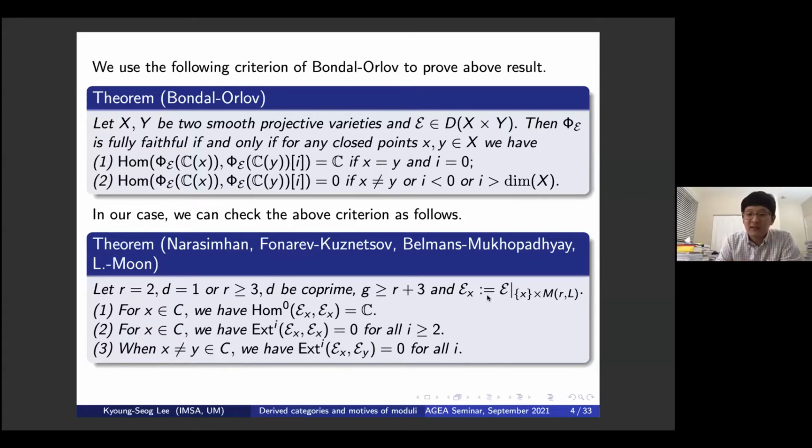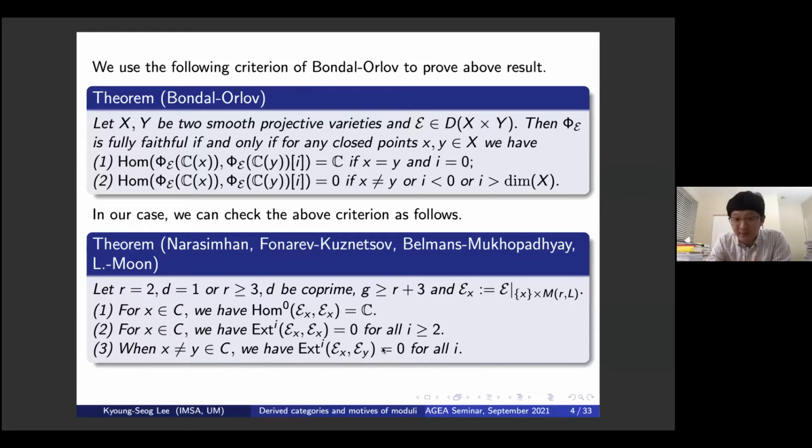And it is exactly the image of this skyscraper shape. Then, this Bondal and Orlov criterion actually reduces to proving the following three identities. So for a point x in C, then the Hom between E_x and E_x is C. And for x in C, then the Ext^i between E_x and E_x is 0 for every i greater than or equal to 2. And when x is different from y, then this Hom between E_x and E_y is 0 for every i. So, proving this fully faithfully is just reduced to computing this cohomology group.